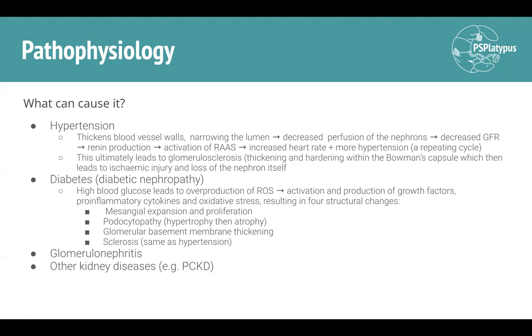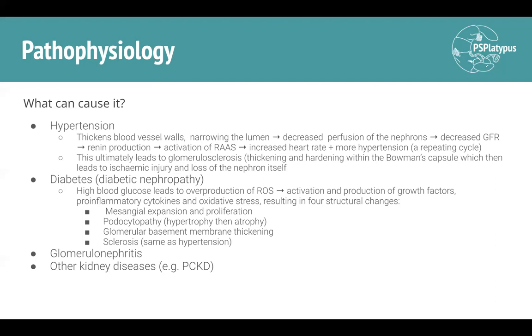So if there's less blood going into the kidneys, your GFR goes down, because your GFR is determined by your blood flow. And if your GFR goes down, we all know the response to that is an increase in renin production, which activates the RAS system, the renin-angiotensin-aldosterone system. As that RAS system gets activated, all that sympathetic stimulation happens, and there's an increase in heart rate and even more hypertension. More hypertension, more narrowing of the lumen, decreased GFR, increased renin production, and so on. So it's a really horrible cycle to be stuck in.